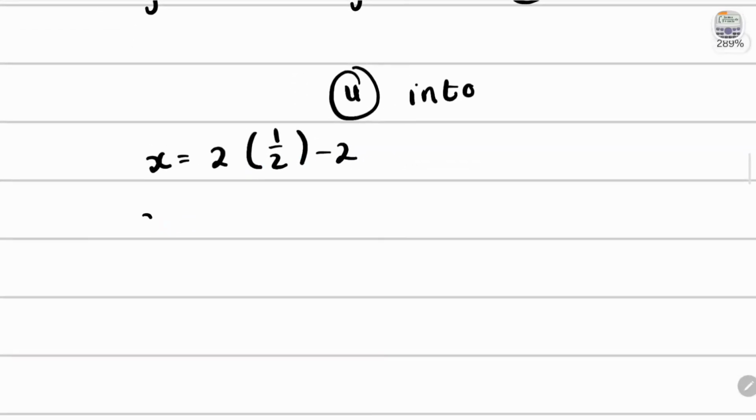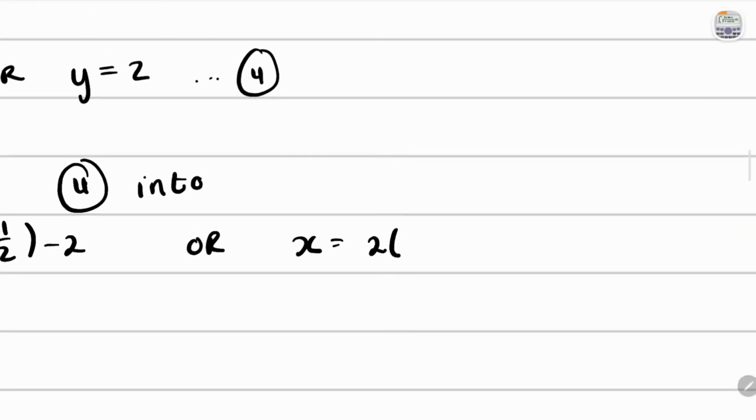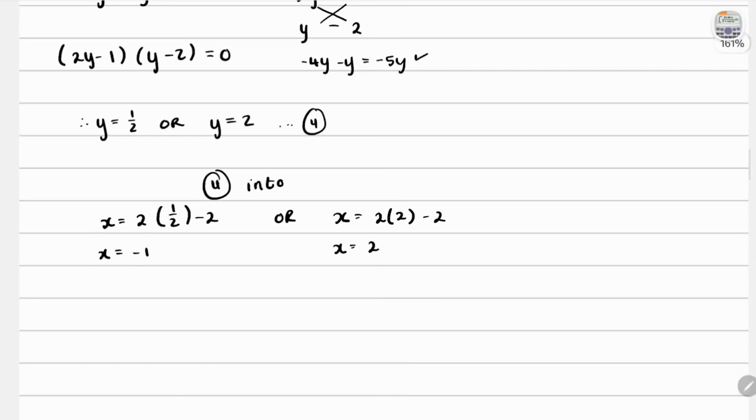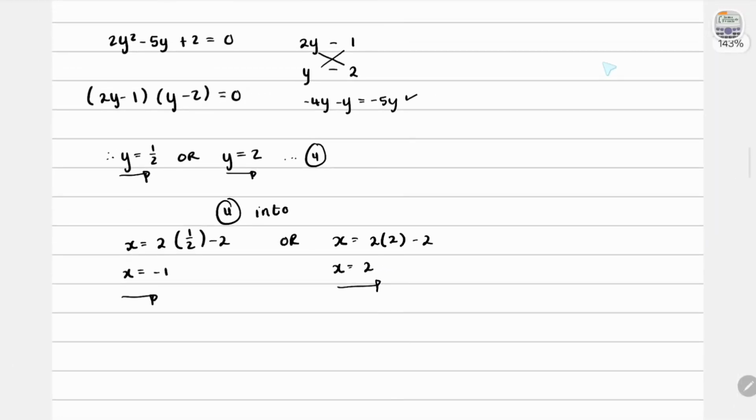If you say 2 times a half, you get 1, and 1 minus 2 is negative 1. Or x is equal to 2y minus 2 again, so 2 times 2 minus 2. Okay, 2 times 2 is 4, minus 2 is 2. And those are our answers. X is equal to negative 1 and y is equal to 1 over 2, or x equals 2 and y equals 2. And that's our answer.